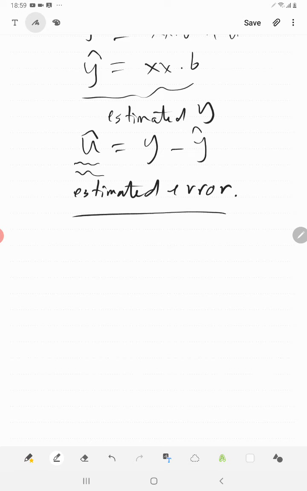We have two: the standard covariance and the robust covariance. For the standard covariance, we take the variance of the estimated error, the variance of u hat, times the inverse of x transpose times x. This will give you the standard covariance matrix. If you want the robust one, as I described, you take the diagonal of u hat squared and put it in the middle here. That will give you the robust standard errors.